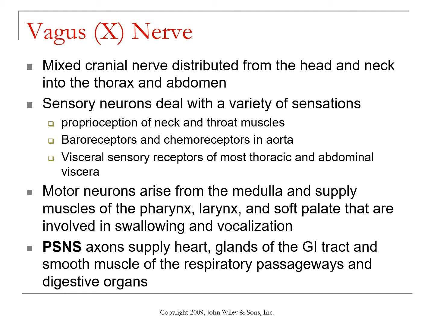The vagus nerve is responsible for about 80% of all of the PSNS, or parasympathetic nervous system, output in the central nervous system. The PSNS branches of the vagus nerve extend to the heart to slow its rate of contraction, extend to glands of the gastrointestinal tract or your digestive tract, and the smooth muscle of the respiratory passageways and digestive organs. So this cranial nerve is a major PSNS nerve.